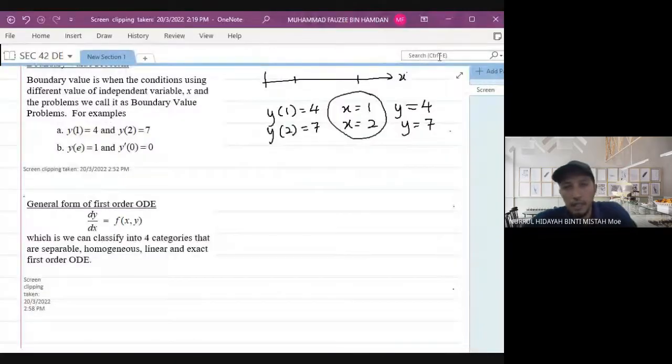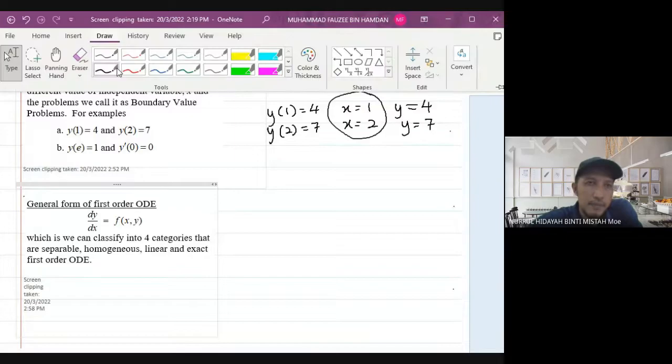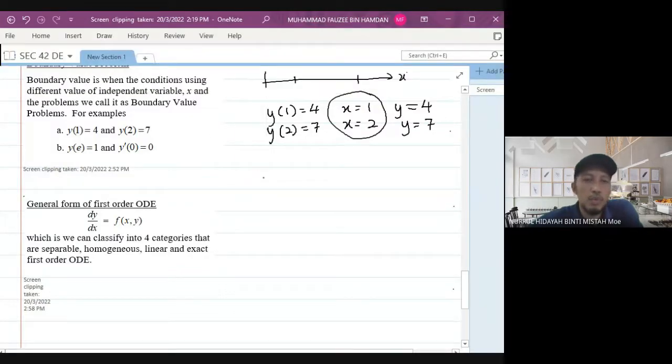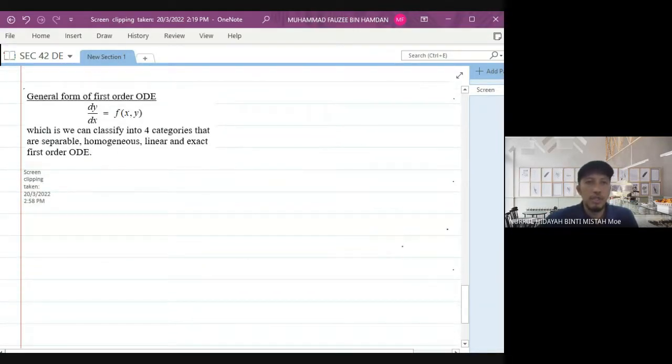Okay. We start with the syllabus. General form of the first order ODE. The first chapter we will focus more on the first order ODE. So the general form of the first order is like this: dy over dx.